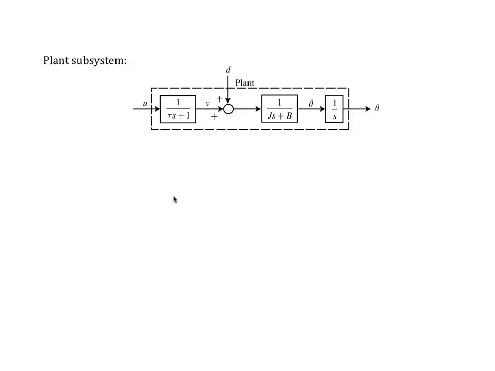Okay, moving on, the plant subsystem. The plant subsystem is a little more complicated. 2 inputs, third order dynamics, a single output.